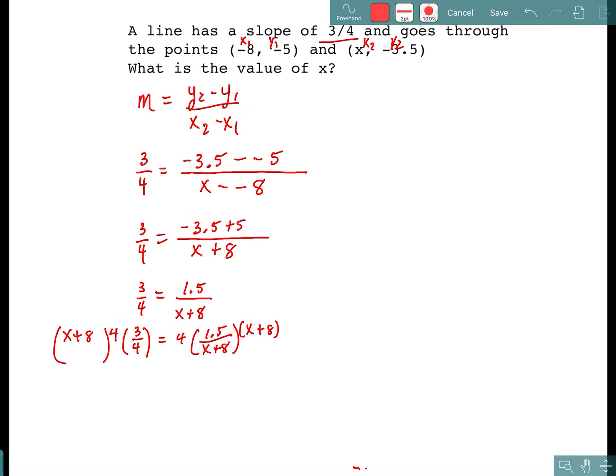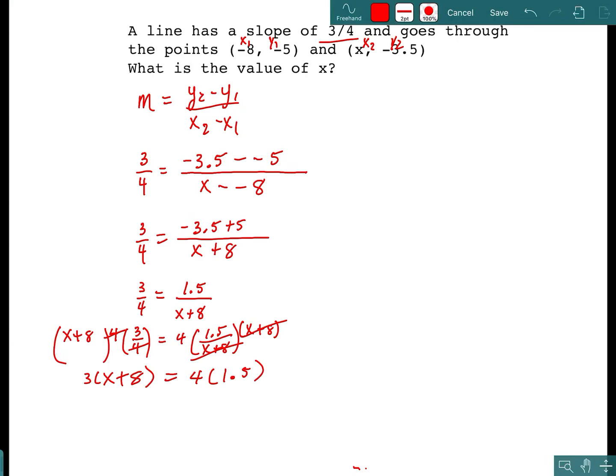So here we've got x plus 8 times 4 times 3 over 4. Well, those 4's cancel. That was the whole point of doing that. Over here, the x plus 8 cancels with the x plus 8. So on the left, we've got x plus 8 times 3, or 3 times x plus 8. And on the right, we've got 4 times 1.5.